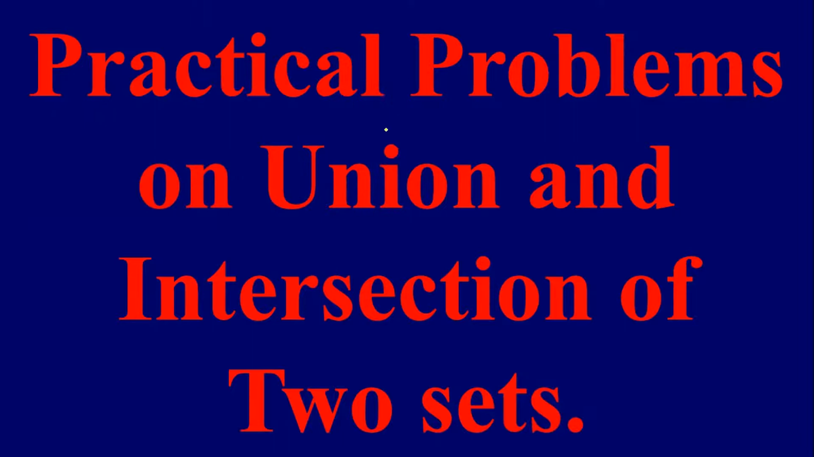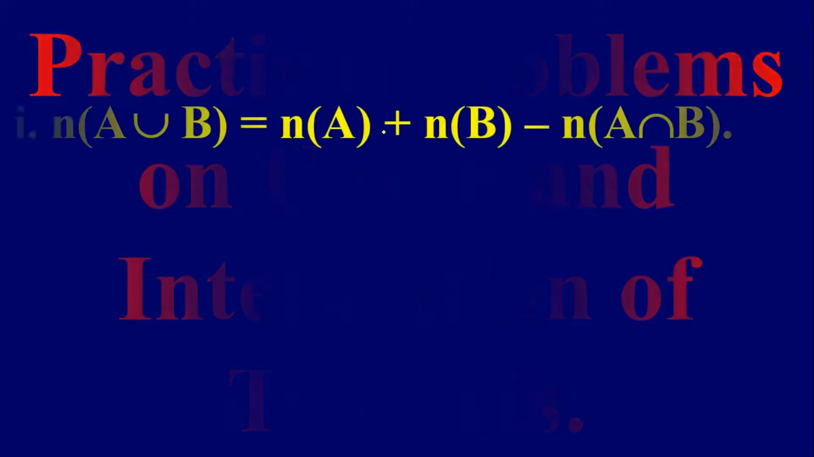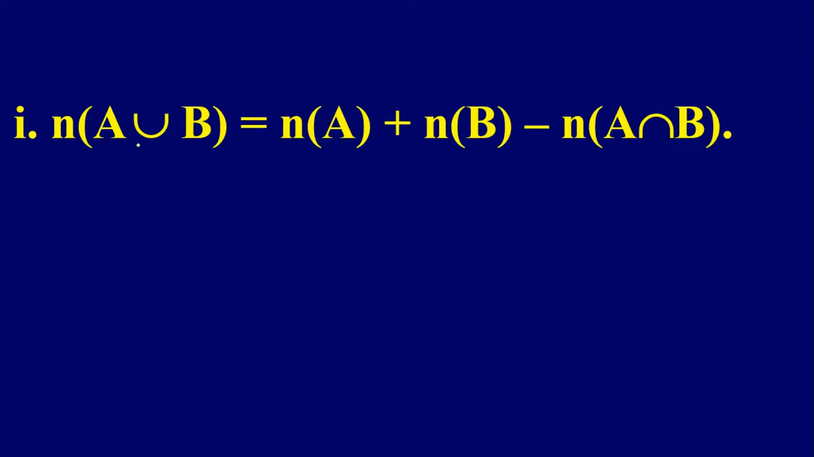So next we discuss some practical problems on union and intersection of two sets. And this part is very important. Normally in competitive exams, questions will be asked from this part only. Now here we should know the formula: n(A ∪ B) = n(A) + n(B) − n(A ∩ B). The total number of elements in A union B is n(A) plus n(B) minus n(A intersection B).